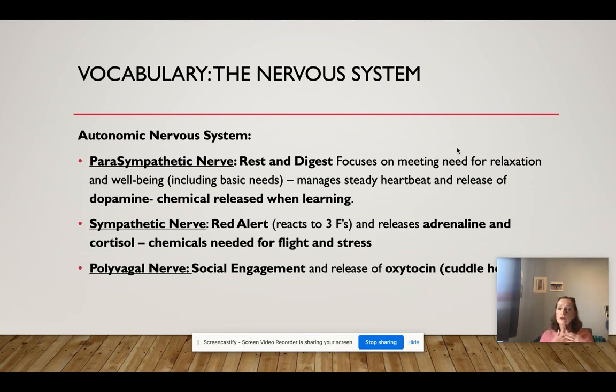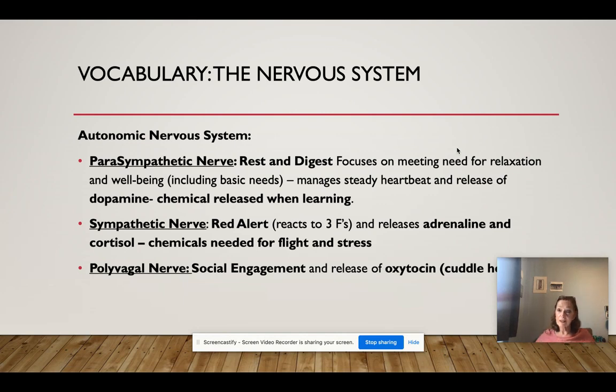And if we're getting our needs met and doing what our body needs it to do, dopamine is released. And dopamine is also that chemical that is released when learning. So dopamine is a chemical that's really influential in helping us be alert and calm and ready to learn.